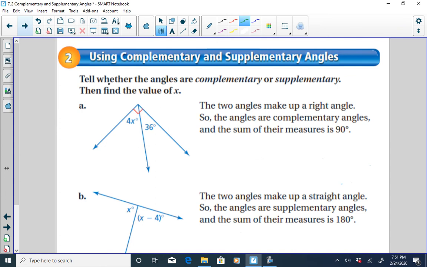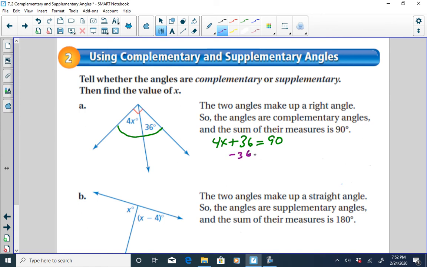Next examples, we want to tell whether the angles are complementary or supplementary, then we want to find the value of x. Well, we see a right angle symbol here, and these two angles make up that right angle. So we know that those two angles have to be complementary, and their sum is 90. So we write an equation that describes this situation: the sum of the angles, 4x plus 36, has to be equal to 90 degrees.